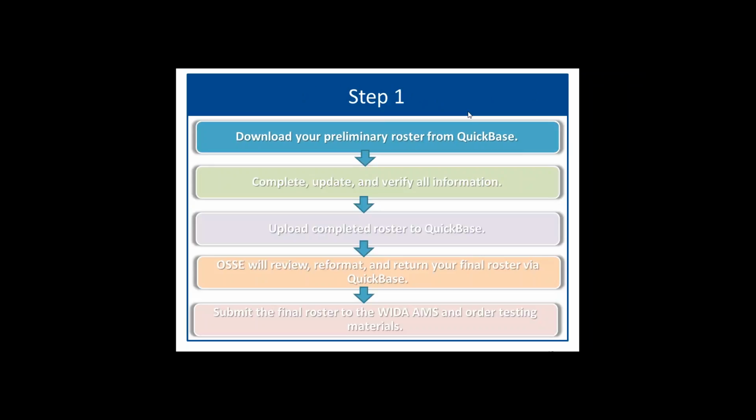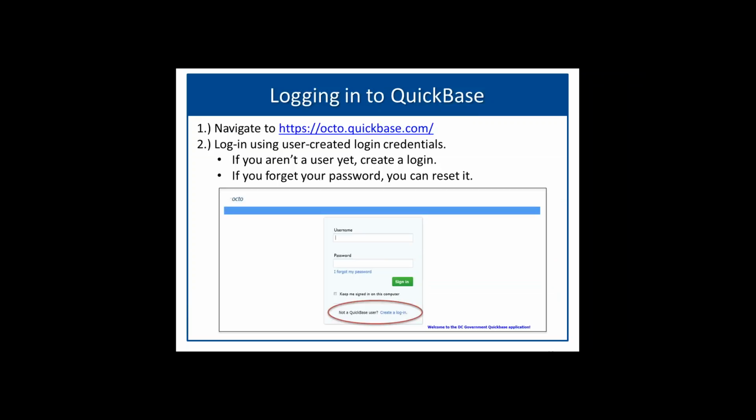So we're going to look at this step by step. The first step is to download your roster from QuickBase. So how to do that, you navigate to QuickBase, which is octo.quickbase.com, and you log in using your user-created credentials. If you aren't a user yet, you can create a login by selecting the circled area in the screenshot below. And then if you forgot your password, you can actually reset it by saying, I forgot my password. OSSE does not maintain these passwords.